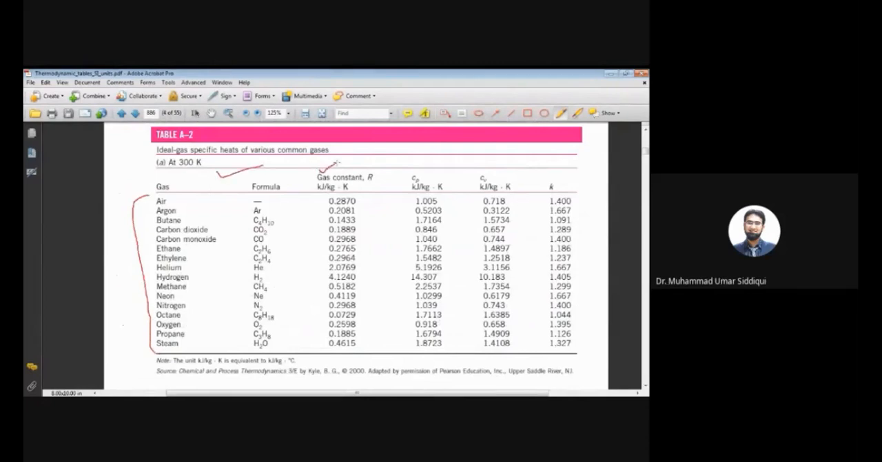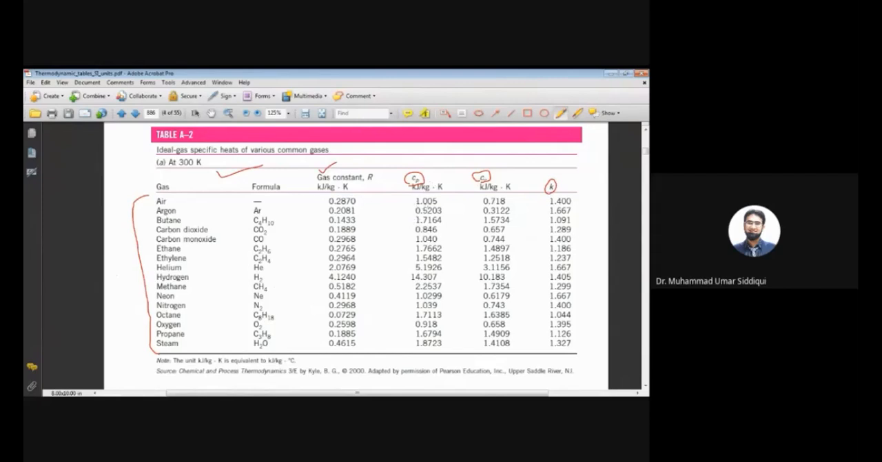Gas constant is again given. Then you have the Cp value, you have the Cv value. Okay, what are these values? We're going to discuss in chapter number 4, inshallah. But anyways, you should know that these values are there. Okay, and the K value. So I'm not discussing these values here. What do they mean? But we are going to discuss them in chapter number 4, inshallah.